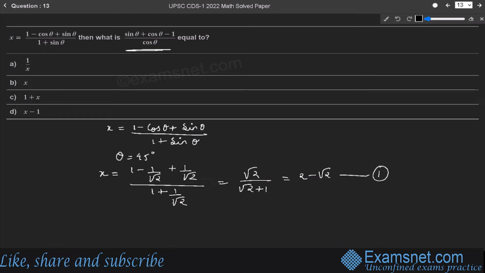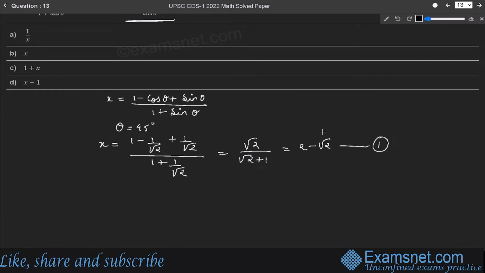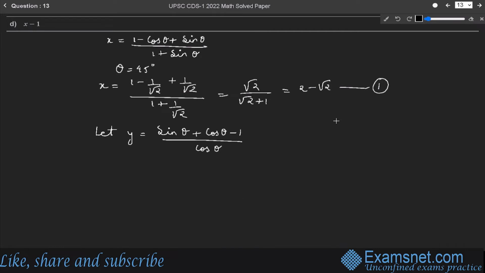Now we have to find the value for this particular term. So let y is equals to sin theta plus cos theta minus 1 upon cos theta. Now again putting the same theta as 45 degree here, we will get y is equals to 1 by root 2 plus 1 by root 2 minus 1 upon 1 by root 2, which gives 2 minus root 2. Let this be equation number 2.